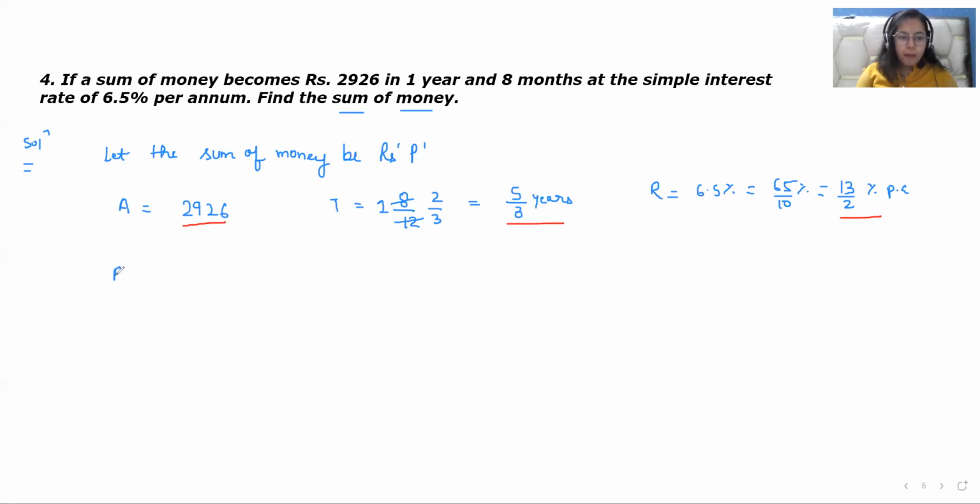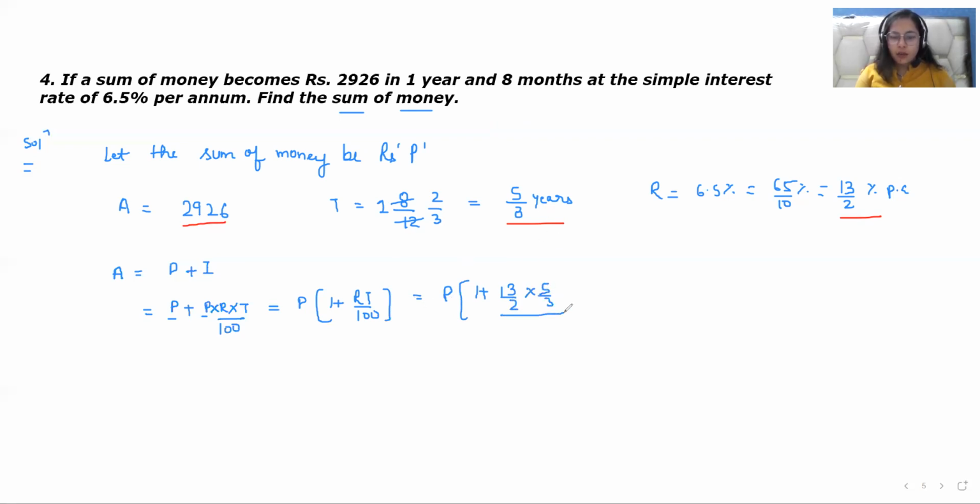So first we know that the amount is equal to principal plus interest. Right? So principal plus, and what is the formula of interest? P multiply R multiply T over 100. In both terms, we can take P as common and write it as P times 1 plus RT over 100. Put the value. We don't know P, so we'll take it as P. And 1 plus, what is our rate? 13 by 2 multiply, what is our time? 5 by 3, and over 100.